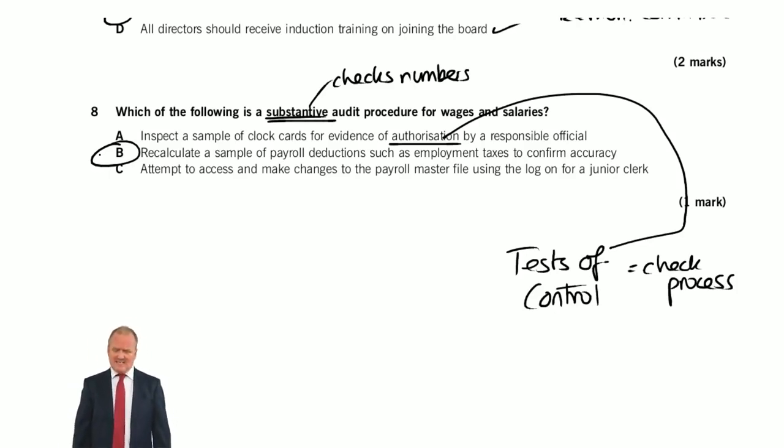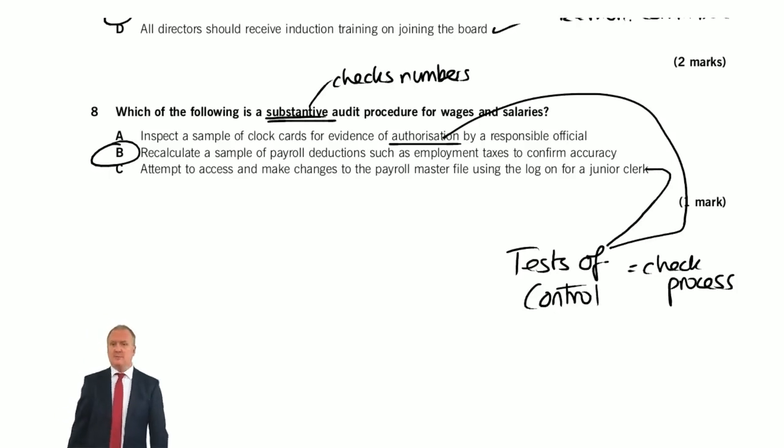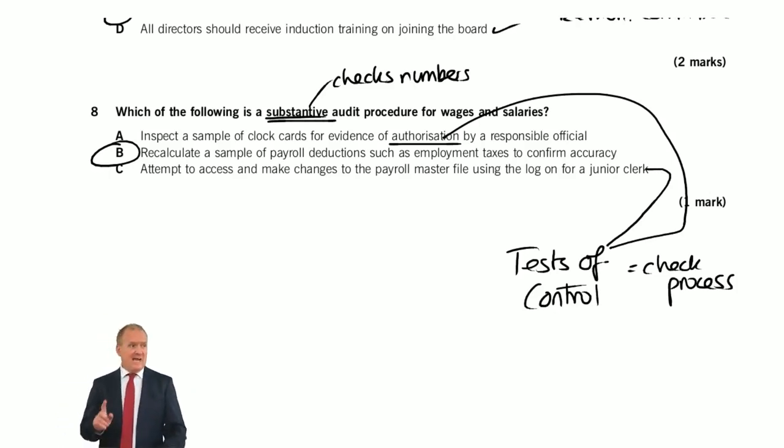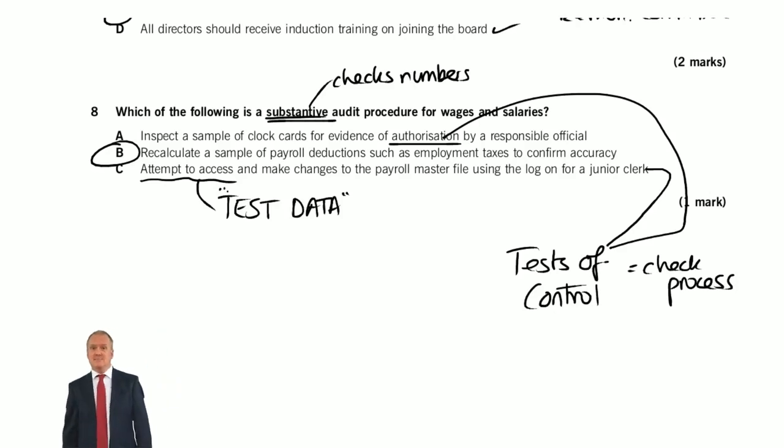Attempt to access and make changes to the payroll master file using the logon for a junior clerk. Well, the junior clerk should not be able to do that, so you are checking process. And you are checking process by using a fake attempt to get into the system. Another example of test data.